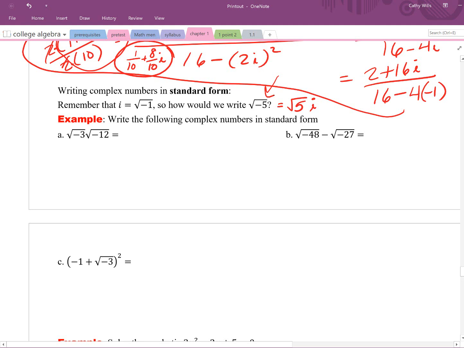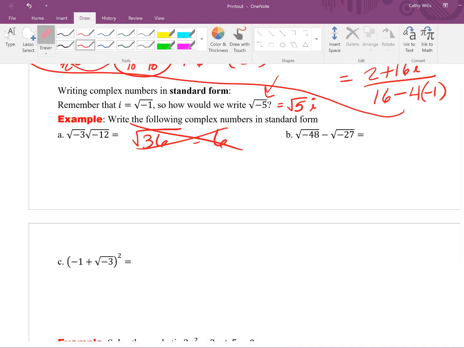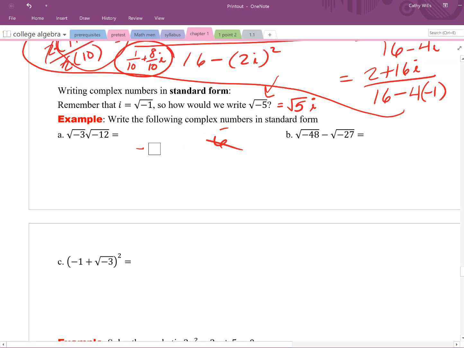For example, here on part A, don't just start multiplying and say, oh, well, that's just equal to the square root of negative 3 times negative 12, which is positive 36, which is 6. No, that does not work. That is not what it is. You have to change it to Euler's notation, then you can do the math. So the first thing you do whenever you have a negative number under a square root sign is change it to Euler's notation. So the square root of negative 3 is the square root of 3i. The square root of negative 12 is the square root of 12i. Now you can start doing some multiplication.